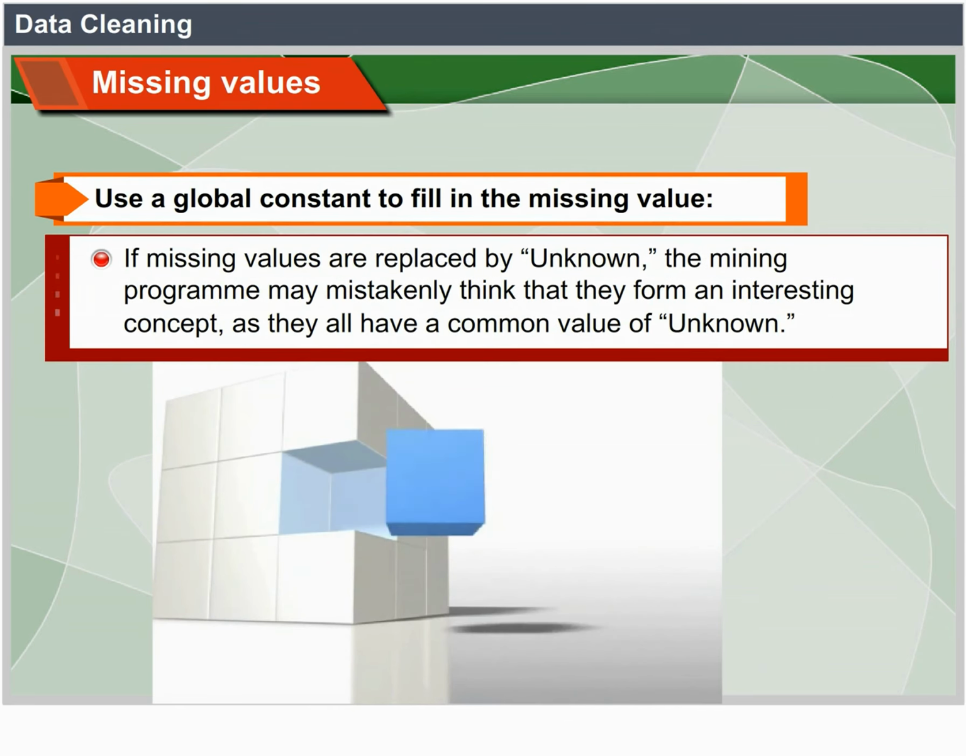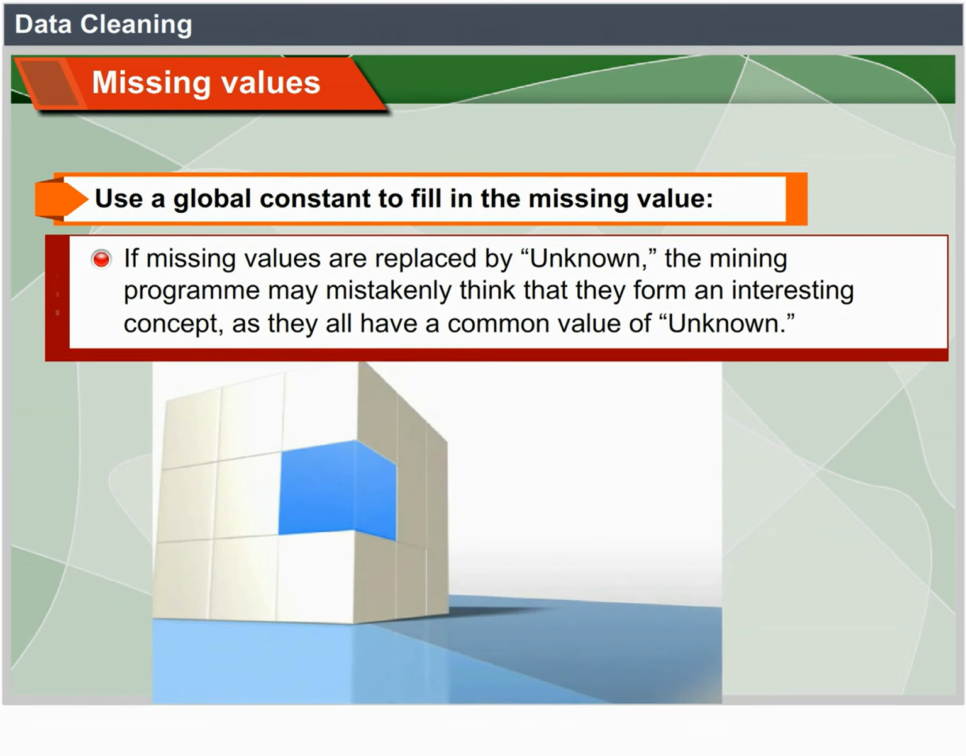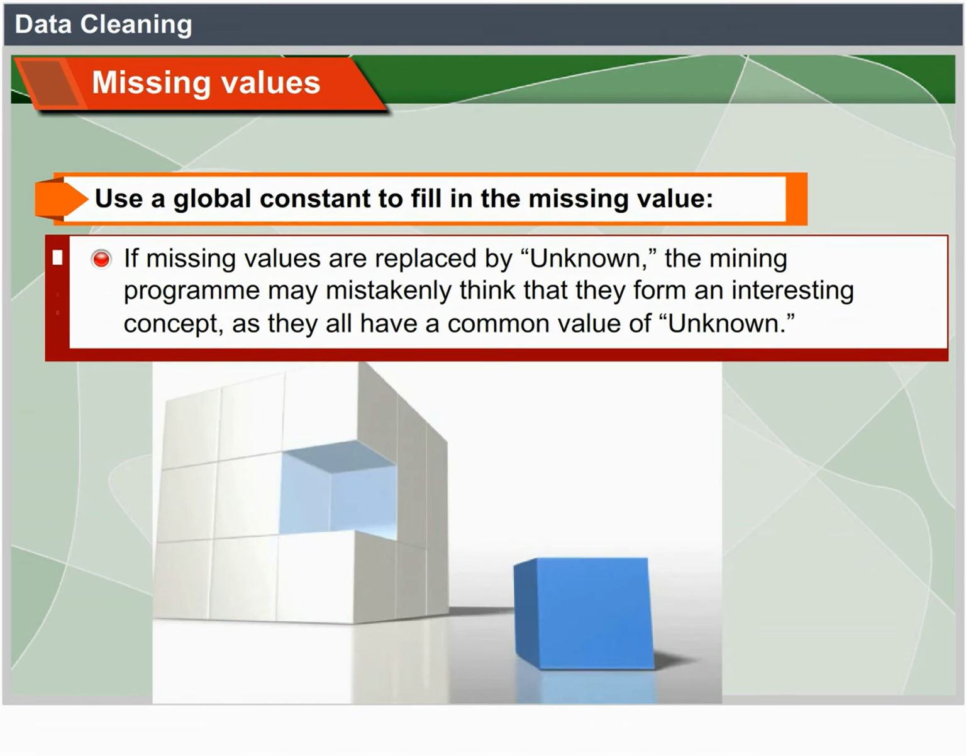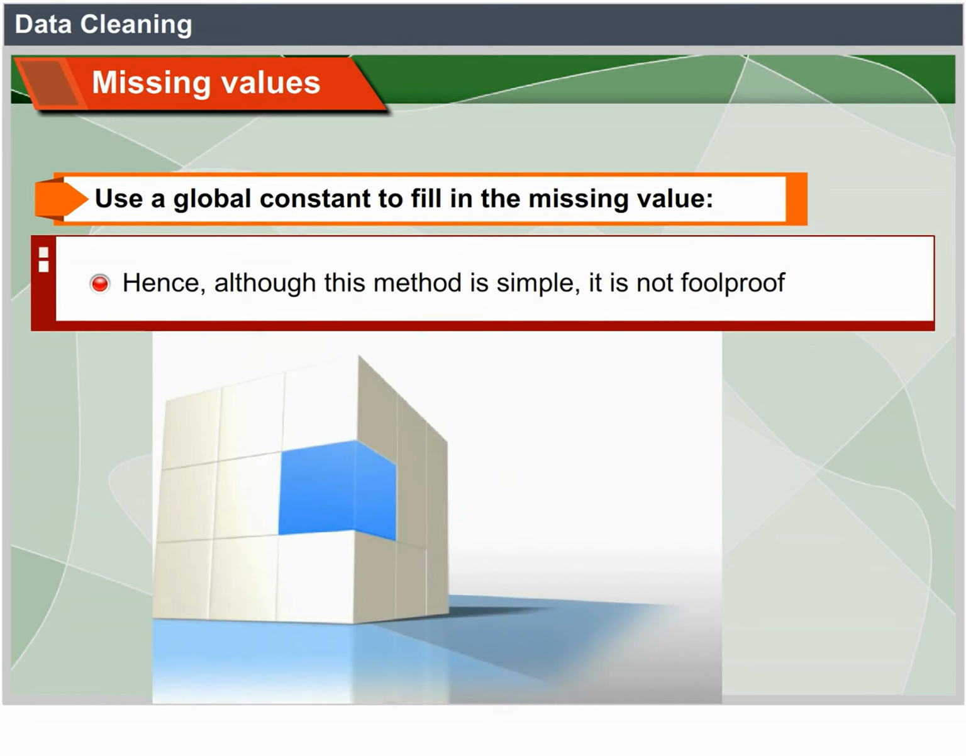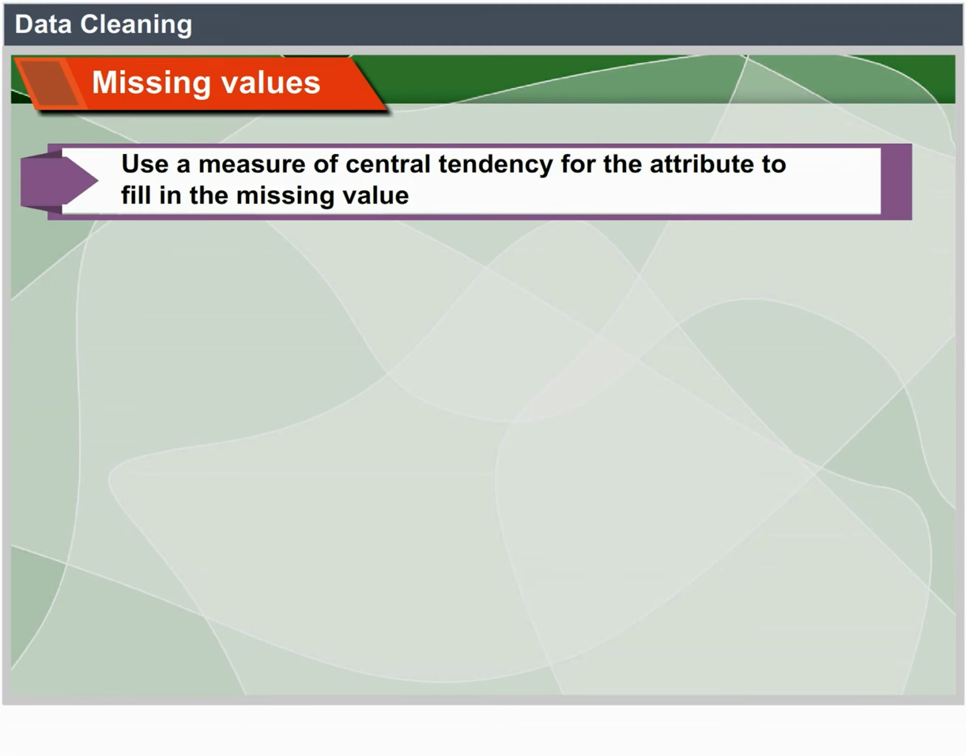If missing values are replaced by, say, unknown, then the mining program may mistakenly think that they form an interesting concept since they all have a value in common, that of unknown. Hence, although this method is simple, it is not foolproof. Use a measure of central tendency for the attribute to fill in the missing values.